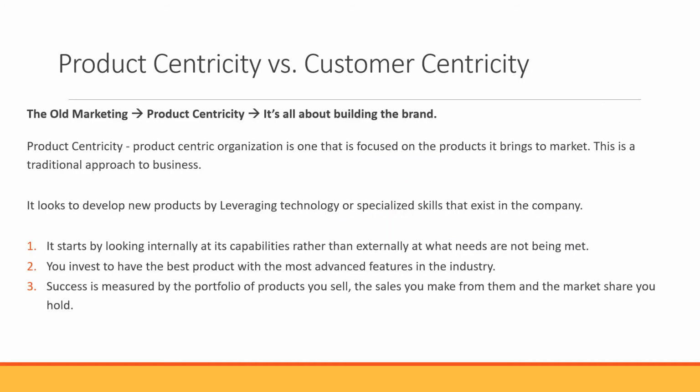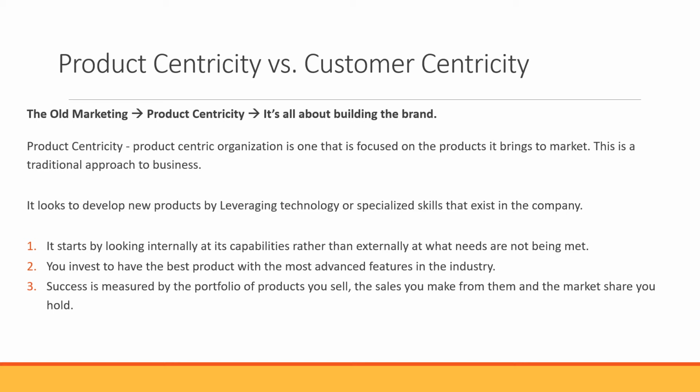Now, in his book, Pete talks about the distinction between product centricity and customer centricity. And refers to product centricity as the old marketing, but I would really refer to it as the traditional marketing approach. Product centricity is all about building the brand. Product centricity is an organization that is focused on the products it brings to market. It's sort of a traditional approach to do business, right?